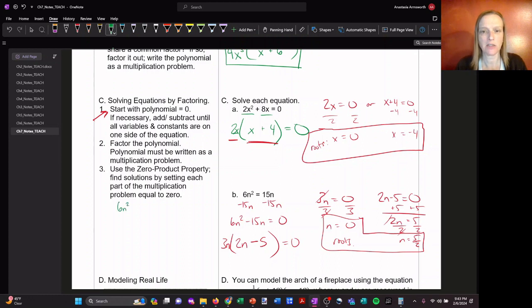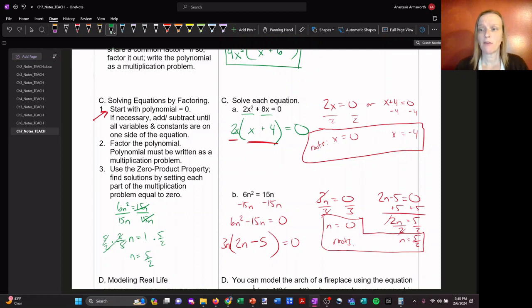If I had 6n squared equals 15n, and I try to divide both sides of the equation by 15n, that gives you 2/5 n equals 1. Notice that 15n divided by 15n does not give you 0, it gives you 1. So now to solve for n, I need to multiply both sides of the equation by 5 halves, so that cancels out, and I have n equals 5 halves.